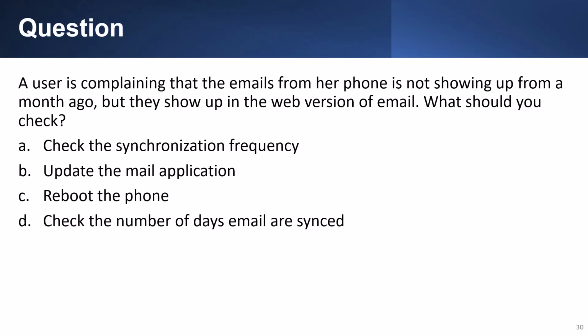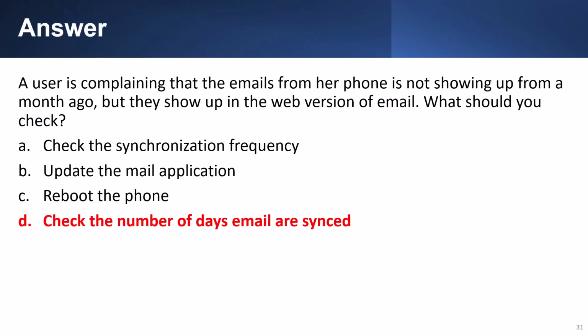Question: A user is complaining that the emails on her phone from a month ago are not showing up, but they show up in the web version of email. What should you check? Answer: Check the number of days emails are synchronized.